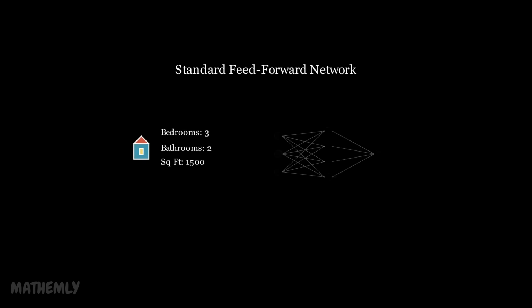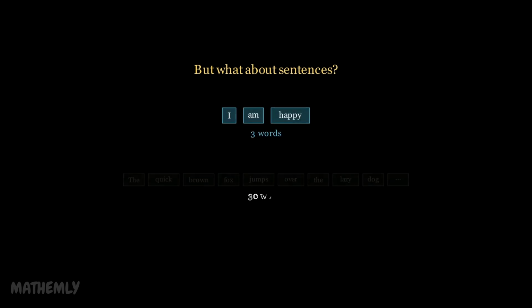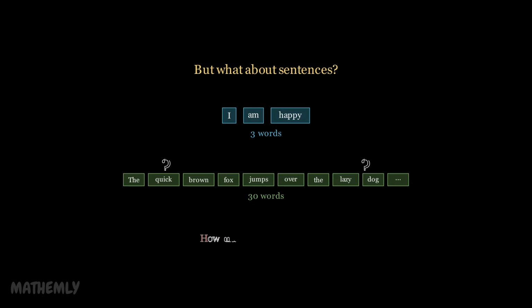Think about a standard feed-forward neural network. Up until now, the models we have built expect a fixed input size. A house, for example, has a set number of features like bedrooms, bathrooms, and square footage. But what about a sentence? Some sentences are 3 words long, others are 30. Standard networks don't know how to naturally handle inputs that constantly change in length.